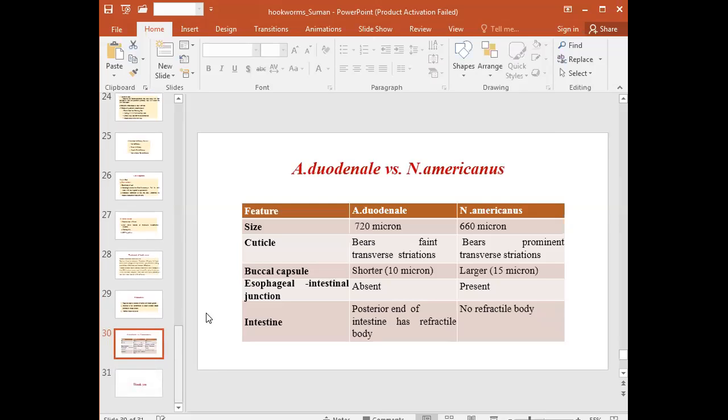So this slide tells you the differences between the two types of hookworms, Ancylostoma duodenale and Necator americanus. There is a difference in their size. First, duodenale is larger, 720 micron, then americanus is 660 micron in size. In the cuticle, prominent transverse striations are observed. The buccal capsule is much shorter in the case of duodenale, but larger in the case of americanus. The esophagus is absent here, but present in americanus. So these are the differences between the two types of hookworms.